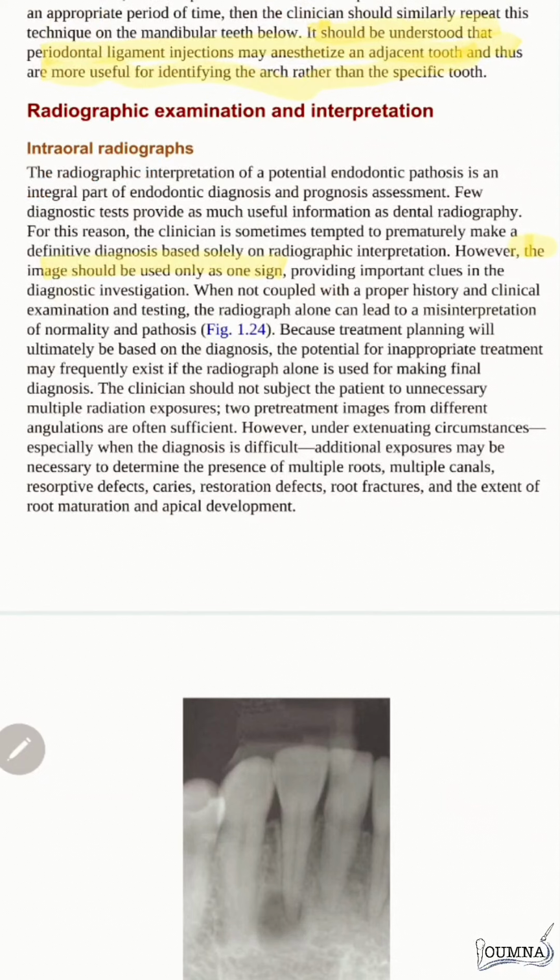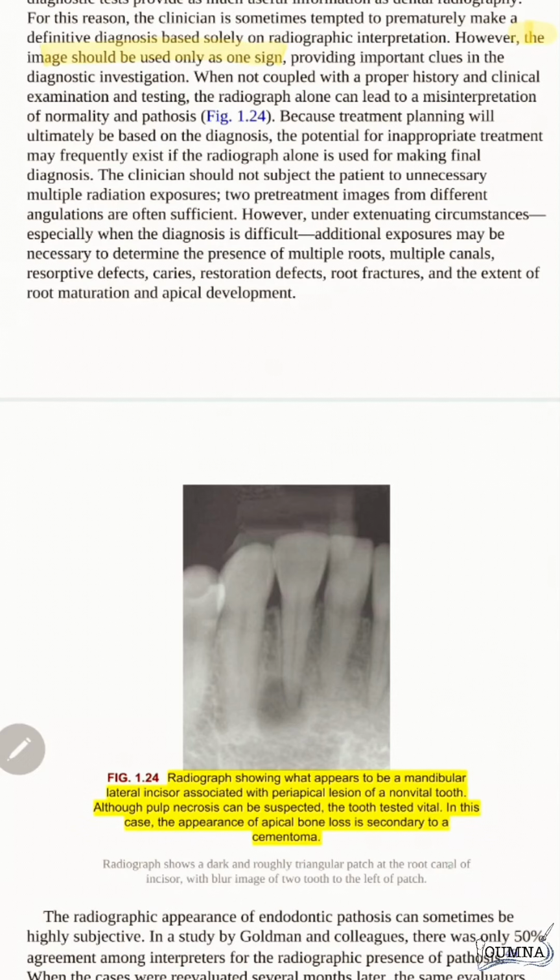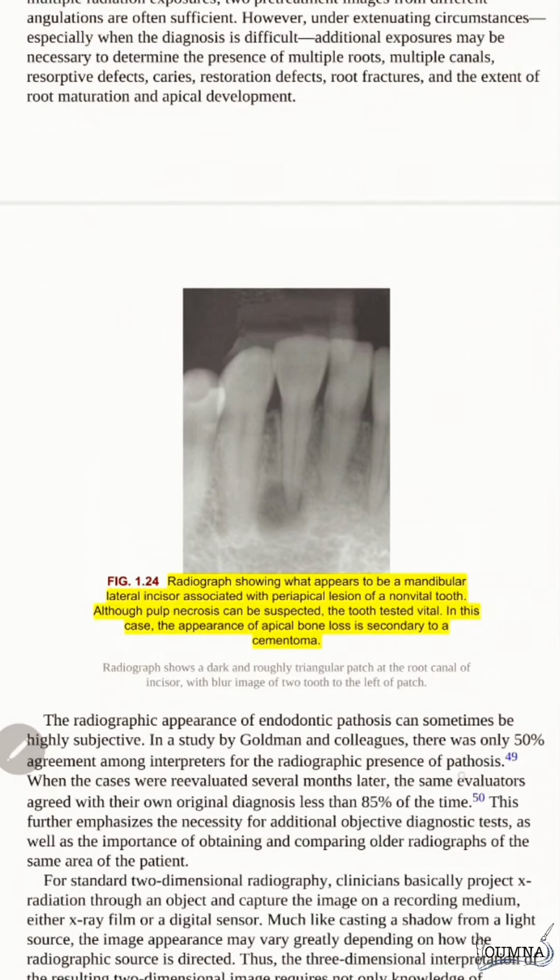As for radiography, it cannot be considered a sole source of diagnosis. Here we have a central lower incisor that has a radiolucency in the apex area. However, the tooth was vital, no caries was present, so it was suspected that this lesion is not of odontogenic origin, and after the extraction of this lesion, we saw that it was a cementoma.